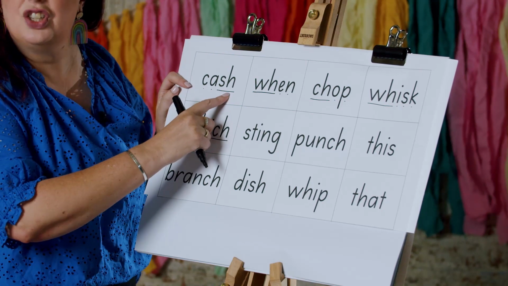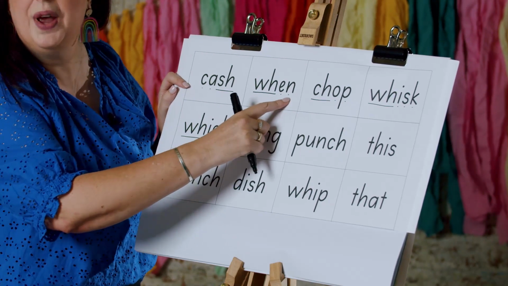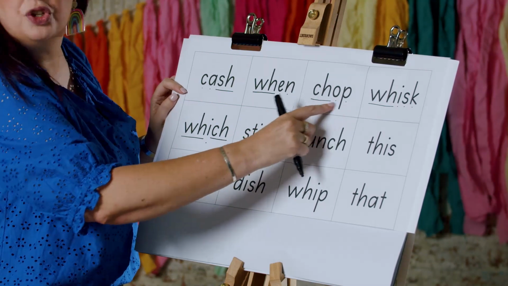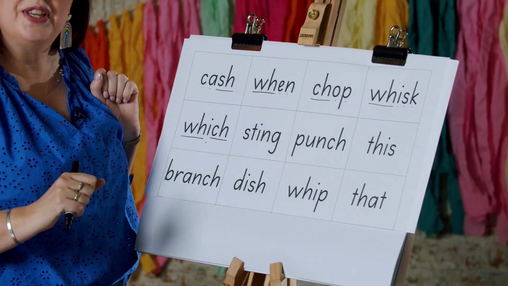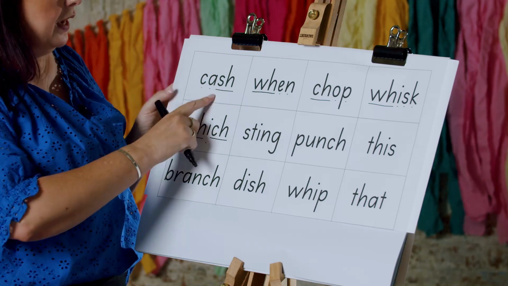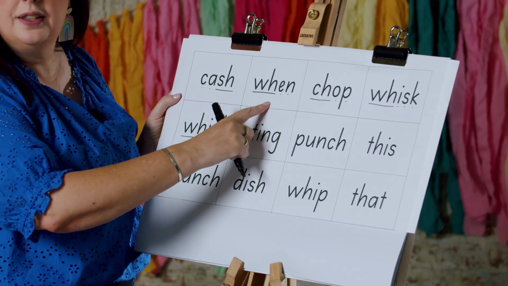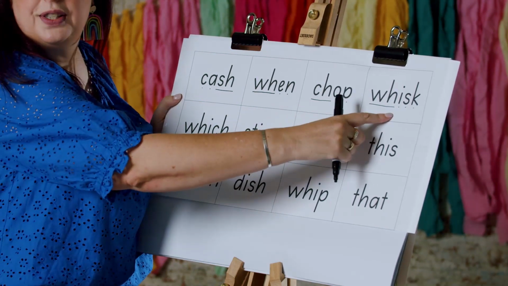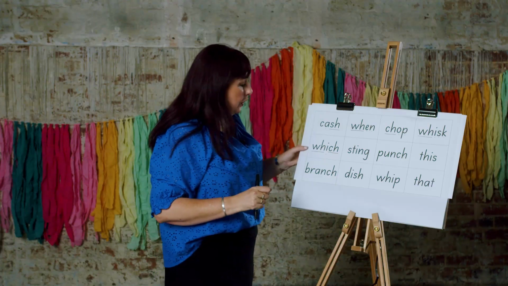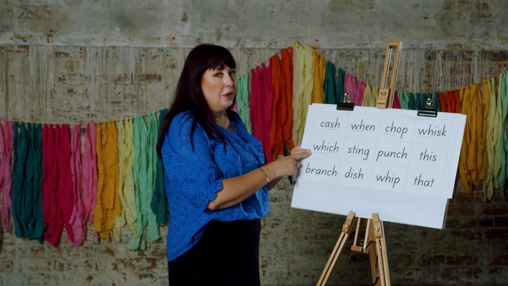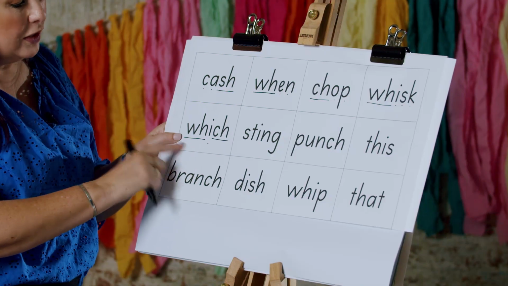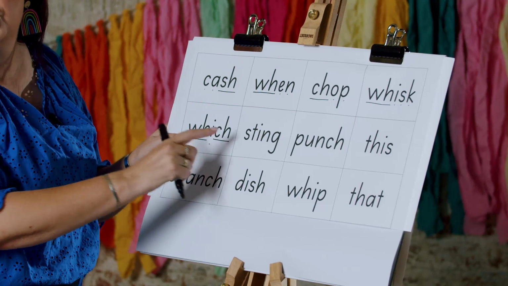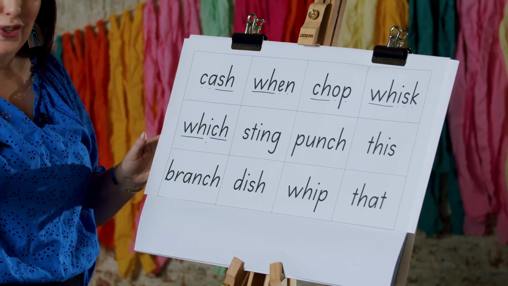K-ash, cash. W-e-n, when. Ch-op, chop. W-i-sk, whisk. Good job. Let's read them together a bit more quickly. You ready? Cash, when, chop, whisk. Good job. Have a look at the next row. Here's a tricky word. This one's got two digraphs in it. So we've got WH says w, I, ch. What word? Which. Good job.